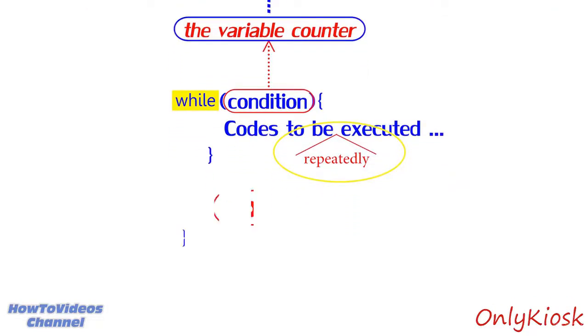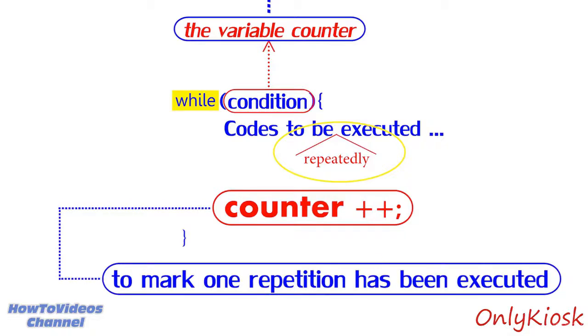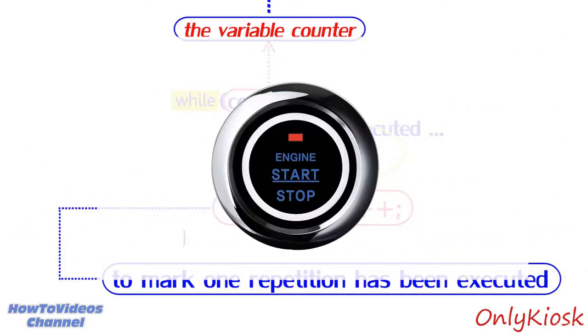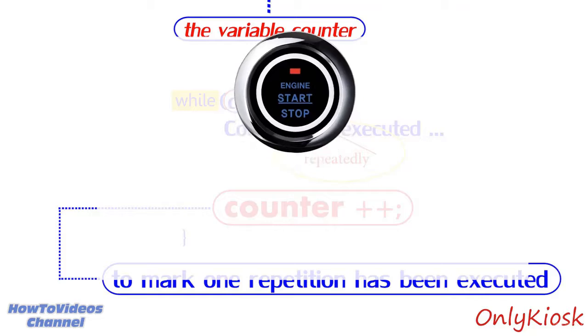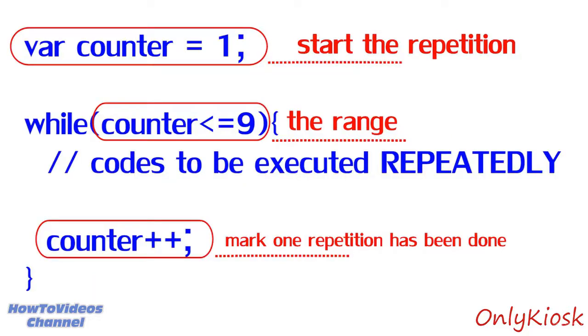Inside the curly brackets, behind all the codes we want to be repeatedly executed, we need to either increase or decrease the value of the counter variable by 1. This is to mark that one repetition has been executed. At this moment, the program is kind of like an internal combustion engine. It has all the components it needs to run, but it just can't start itself. On a car, we use an electric motor to start the engine. The equivalent of an electric motor here is the initial value of the counter variable. Usually, we set its value to 1. Now we've got a complete while statement.